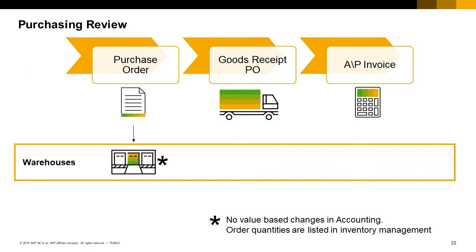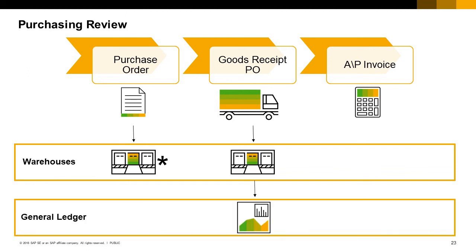Goods Receipt Purchase Order. When you enter a goods receipt PO, the goods are accepted into the warehouse and the quantities are updated. If your company runs a perpetual inventory system, SAP Business One creates the relevant postings to update the stock values as well. Accounts Payable Invoice. When an incoming invoice is posted, the vendor account is updated in accounting. If a goods receipt PO is not referenced by the AP invoice, the stocks also increase when the invoice is posted.